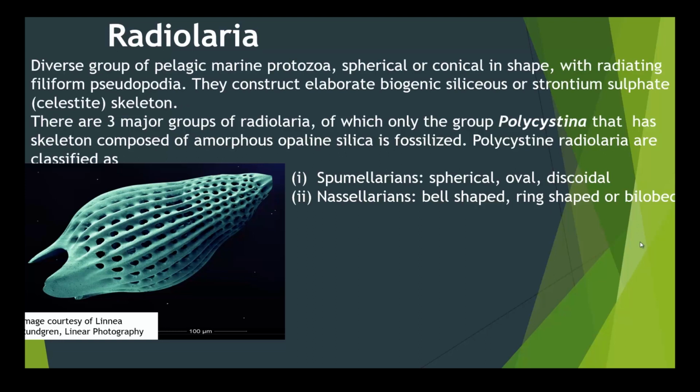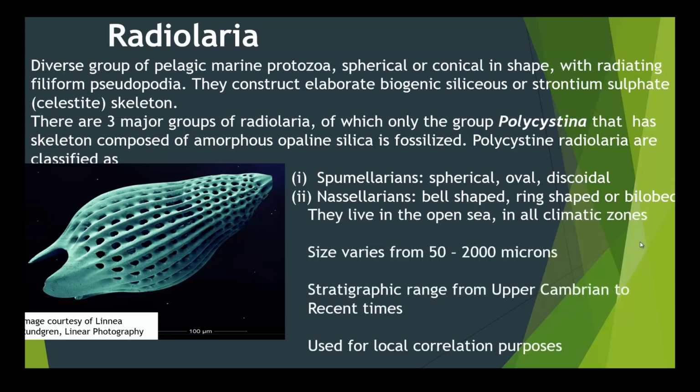The polycystin Radiolaria are classified as spumellarians, which have spherical, oval or discoidal shapes, and nassellarians, which are bell-shaped, ring-shaped or bilobed. The Radiolarians live in open sea in all climatic zones. Their size varies from 50 to 2000 microns. They range in age from Upper Cambrian to recent times. Radiolarians are used for local correlation purposes.